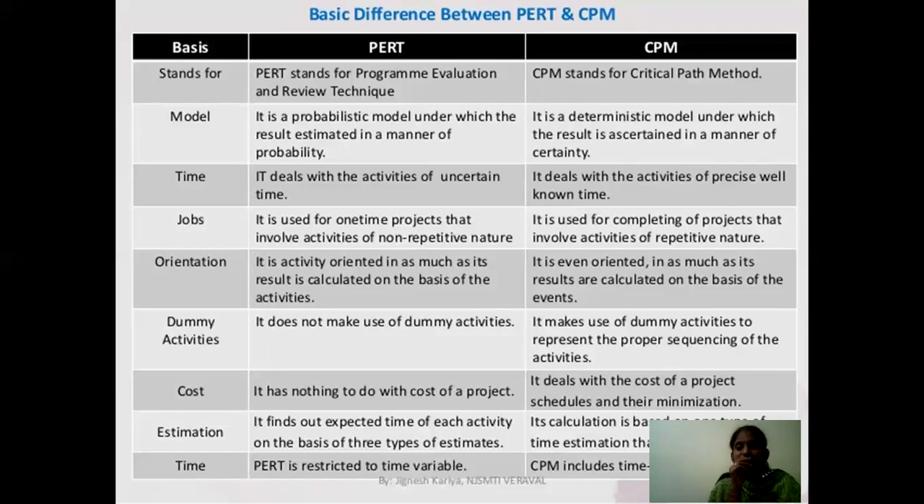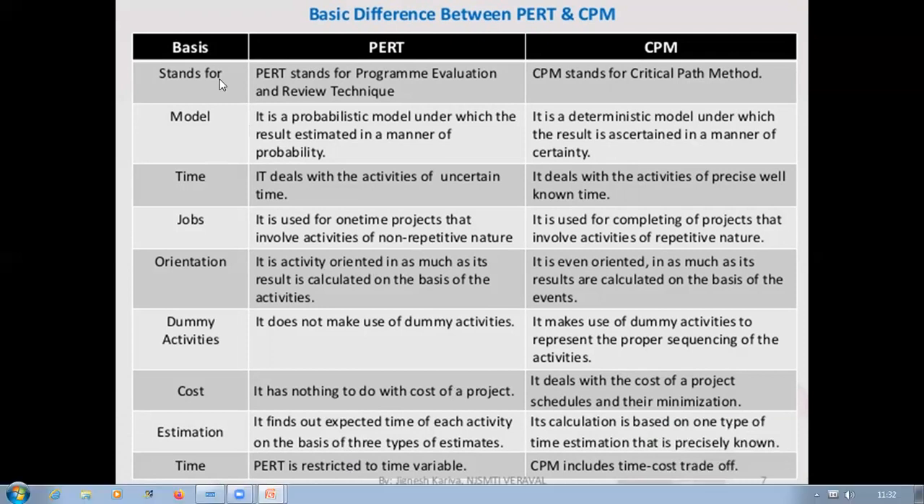Then coming to the basic differences between PERT as well as CPM. Let us see. First thing, PERT stands for Program Evaluation and Review Technique, whereas CPM stands for Critical Path Method. Second one, model. It is a probabilistic model under which the result is estimated in a manner of probability.